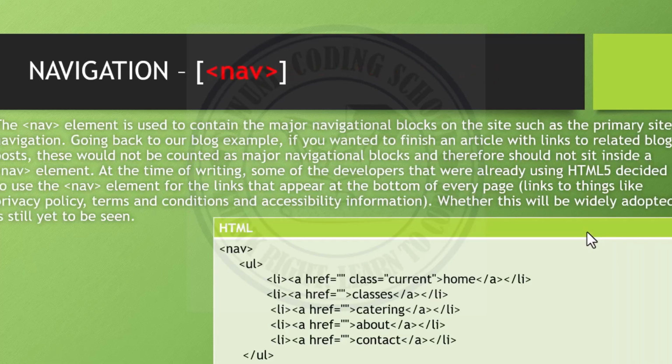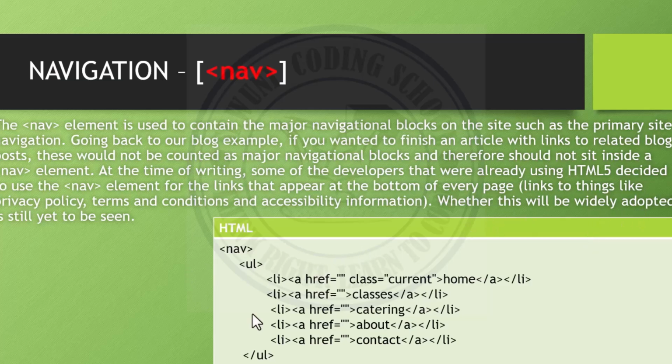Now the navigation, or the nav bar. The nav element is used to contain the major navigational blocks on the site, such as the primary site navigation. Now I'm going to show you an example. The example we saw earlier: if you want to finish an article with links to related blog posts, this will not be counted as a major navigational block, and therefore should not sit inside the nav element.